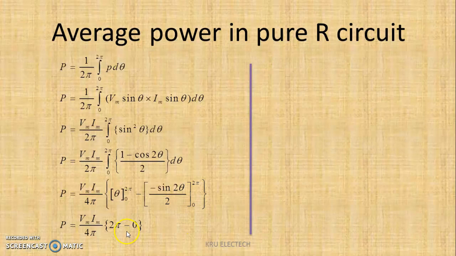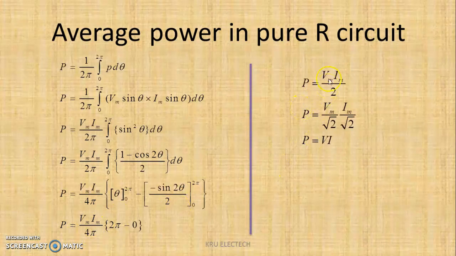So for the result, the first term is 2 pi minus 0, and if you put 2 pi in sine 2 theta, that is 0. If you put 0, that is also 0. That's why this whole part becomes 0. So the power P equal to Vm Im divided by 4 pi into 2 pi. Finally, power P equal to Vm Im divided by 2.